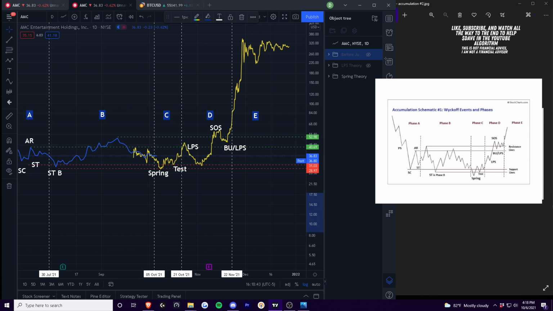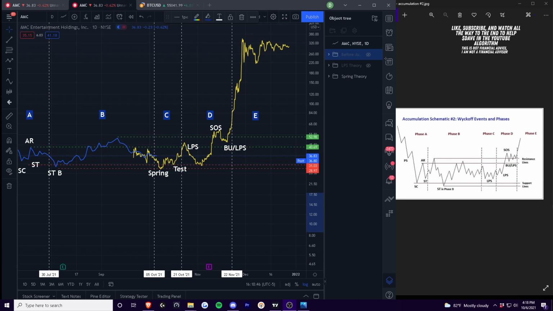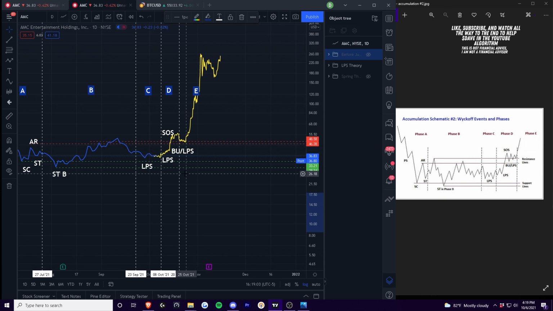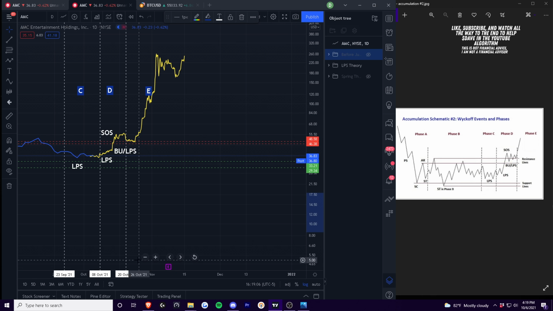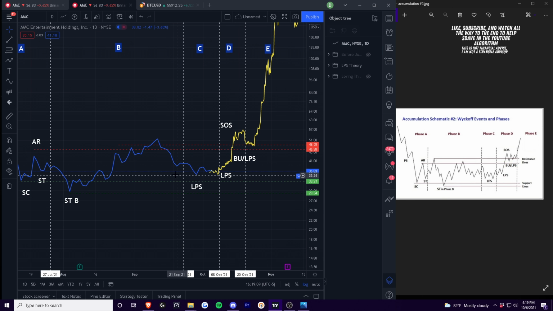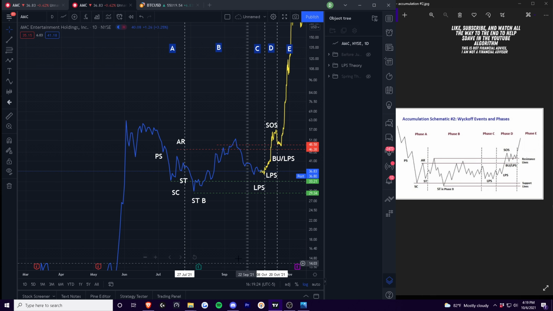Alternatively, the schematic that I had been following before was this schematic, which has basically a last point of support type phase where it's a little bit more sideways action through phase C rather than this big dramatic push down, which in this case would be below $30 for the spring. Rather, it would look more like this. So I prepared these two theories just to compare them side by side, but you can basically see that the theory would go that we have already crossed the halfway point of phase C in this Wyckoff schematic, and that we could be going into phase D, which would be much more bullish price action in the near term.